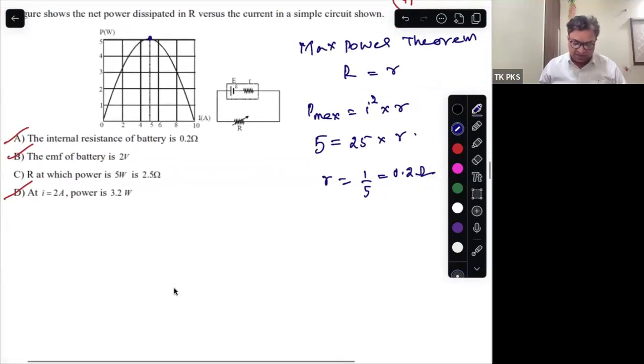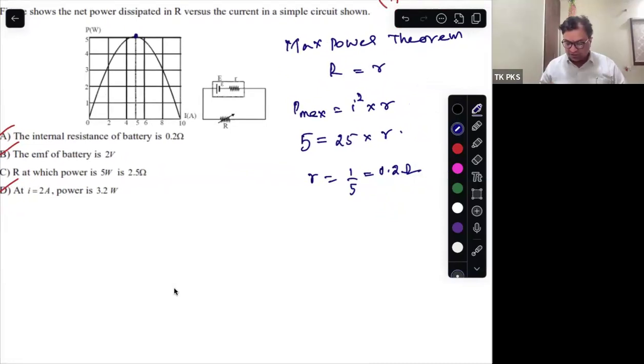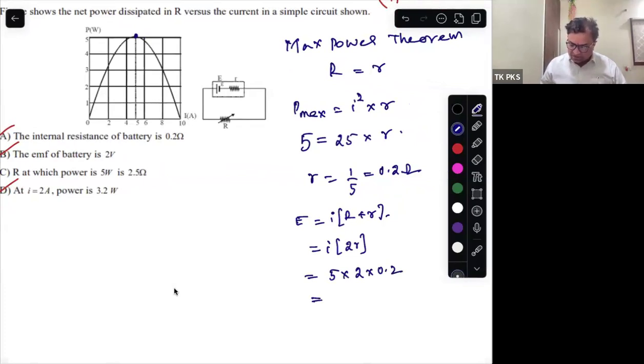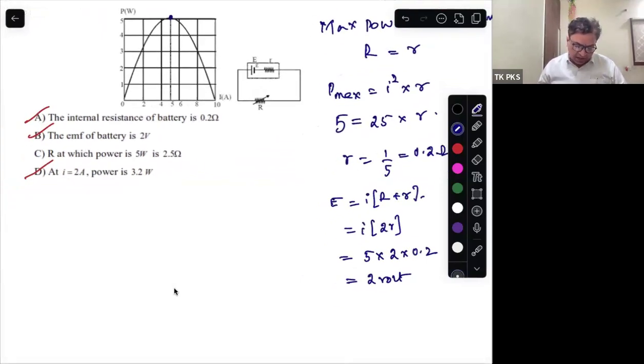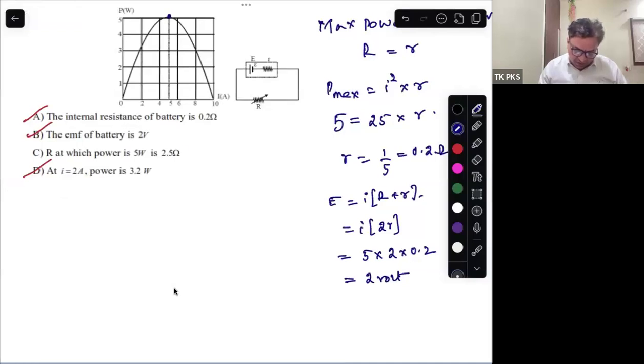A is correct. Next, you want the EMF of the battery also. No issues. At this point of time, current is 5. E is I into capital R plus small r, so I into 2 small r. We already have I as 5 amps. 2 into 0.2 means this is 2 volt. Correct. R at which power is 5 watt is 2.5 ohm.